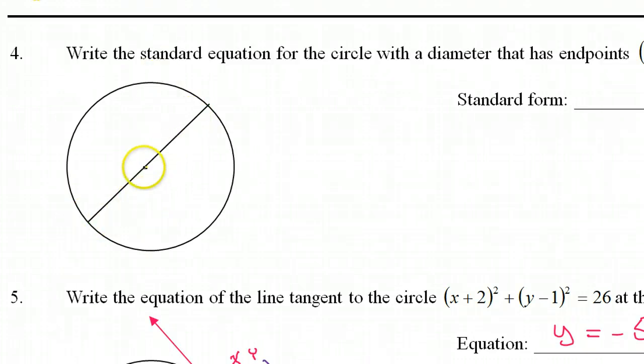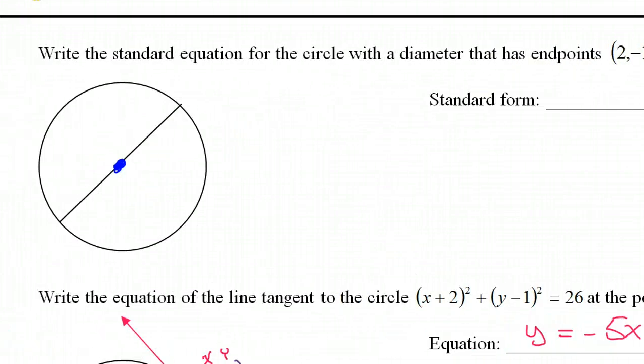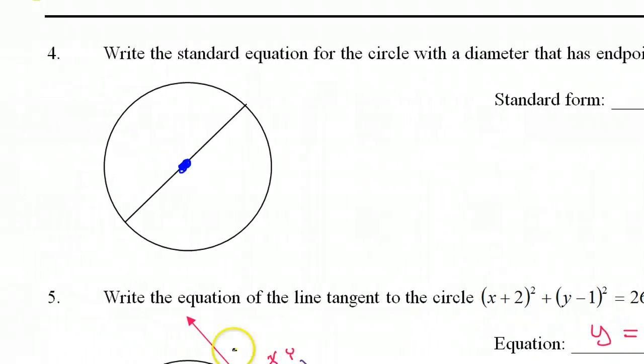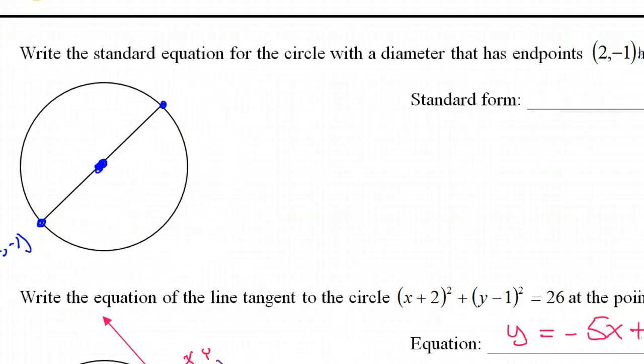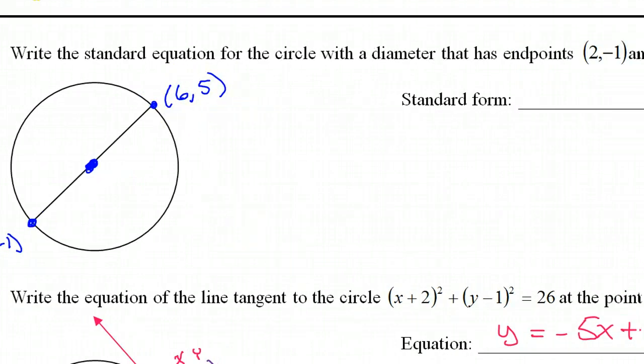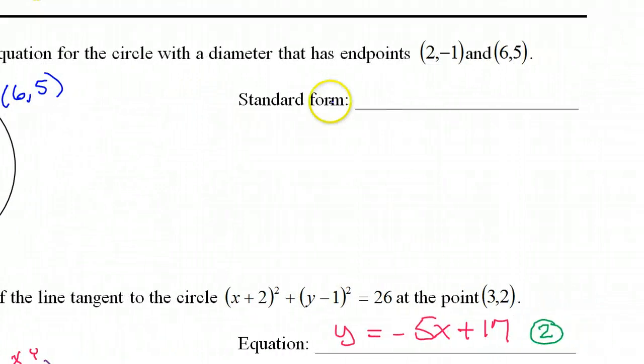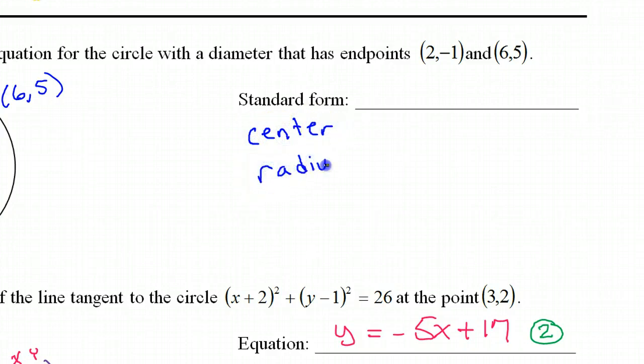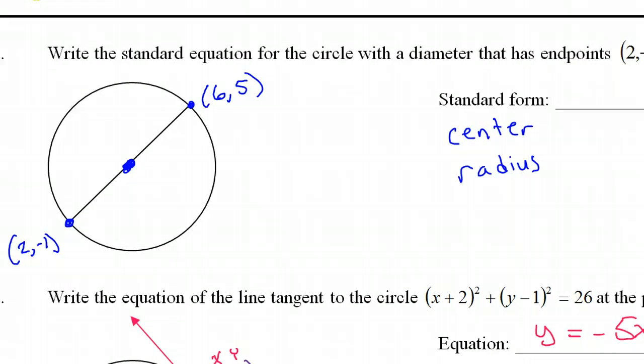Okay, somewhere in here there is a center. Let's just call it this right here. So anyway, we have these endpoints. So let's call this point over here our 2, -1. And this endpoint will be our 6, 5. Okay, in order to write the equation for this circle, we're going to need two things. We need the center and we need the radius. Okay, so that's what we're shooting for.